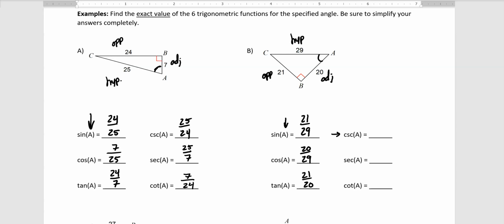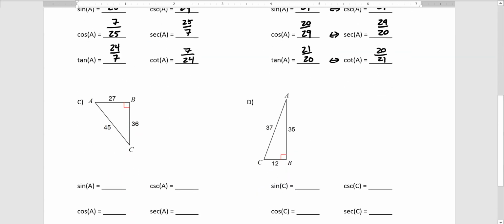Now remember the relationships between cosecant and sine, secant and cosine, and tangent and cotangent. So I can just flip these fractions to find the ratios for the cosecant, the secant, and the cotangent. And there we go. Let's look at letter C now.